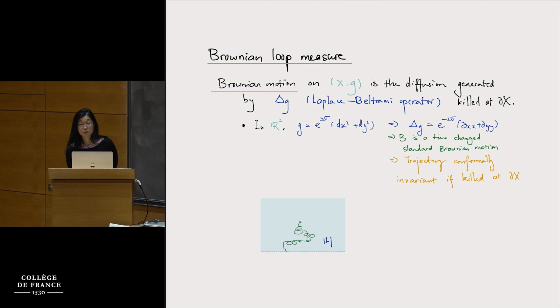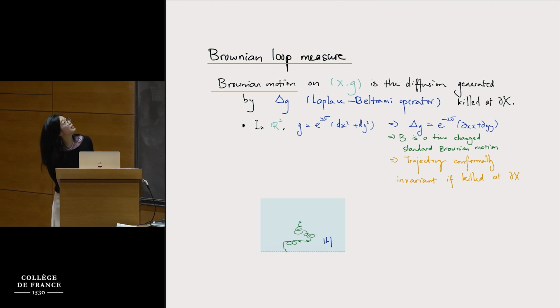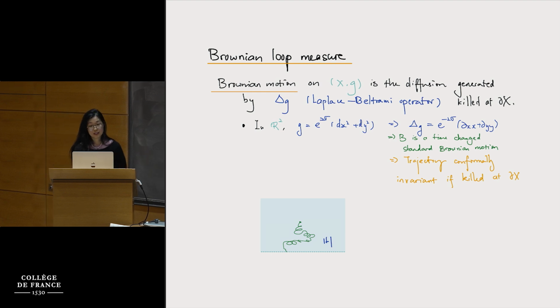So let me just do it gently. First, I tell you what is Brownian motion on a Riemannian surface. If I have a metric on the surface, I can define the Laplace-Beltrami operator. Here, I don't need to assume the metric to be complete. If the Brownian motion has a chance to hit the boundary in finite time, then I just kill this Brownian motion.